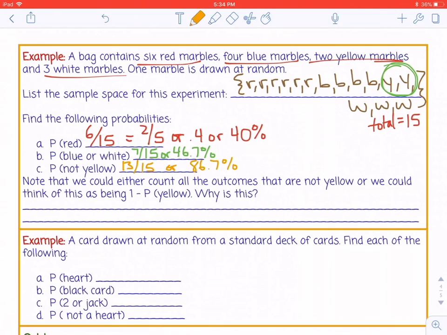So let's say 86.7%. So note that we could either count all the outcomes that are not yellow, or we could think of this as 1 minus the probability of yellow. We can do this because these 2 things are equivalent. So the 2 ideas are equal. Meaning you could literally add up all the reds, the blues, and the whites, which are not yellow, which are 13. Or you could just say that there are 2 that are yellow, so that means 13 automatically are not yellow. The ideas are the same.